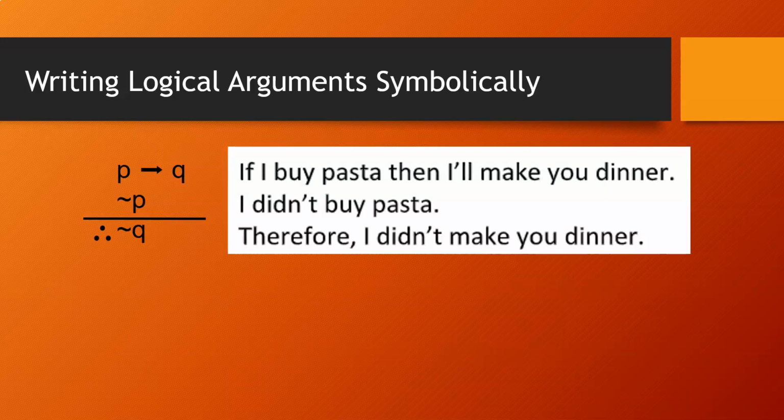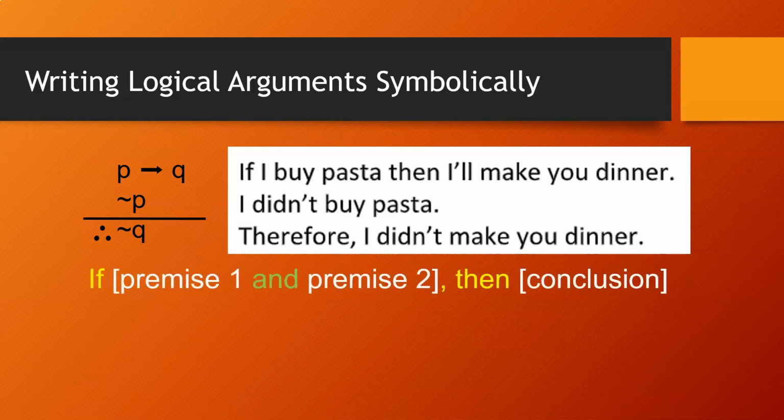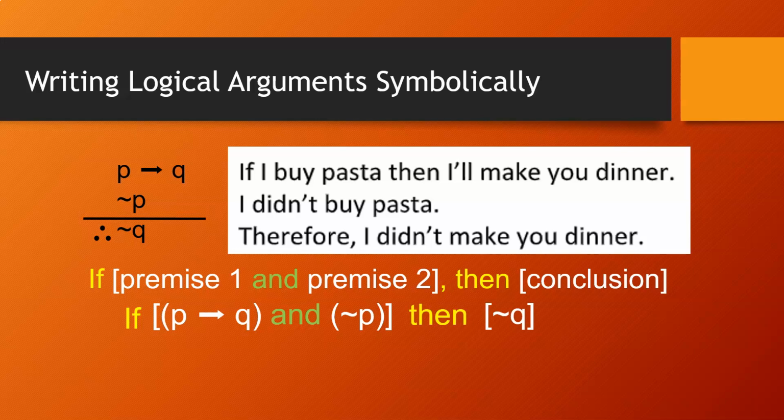Now let's go just a little bit further so that we can incorporate our symbolism. Premise 1 we know, that's if P then Q. Premise 2 we also know, that's not P. And the conclusion we also know, that's not Q. So what we could do is substitute those symbolic statements for the words we have. So premise 1 and premise 2 can be substituted with their symbolic equivalents. And the conclusion can also be substituted with its symbolic equivalent.